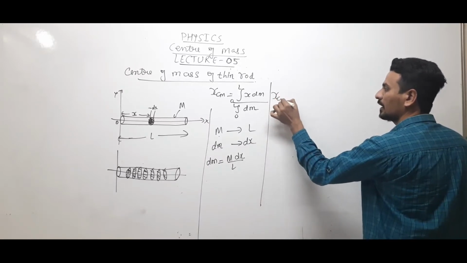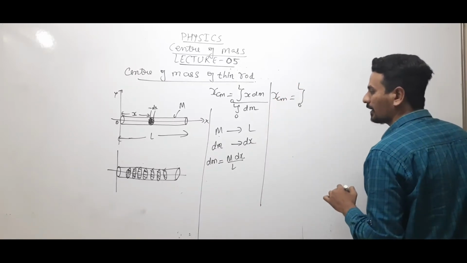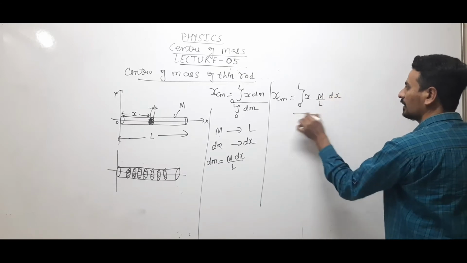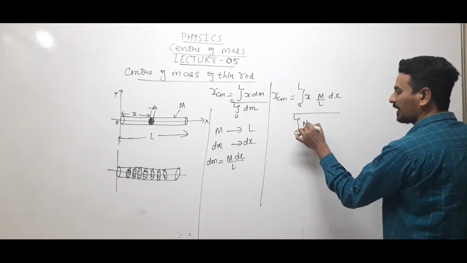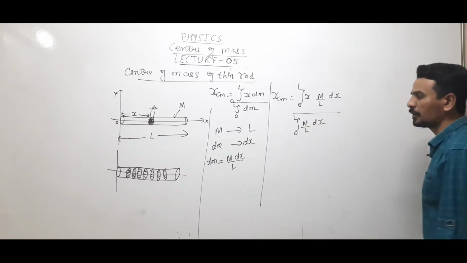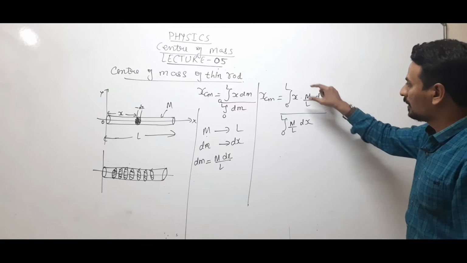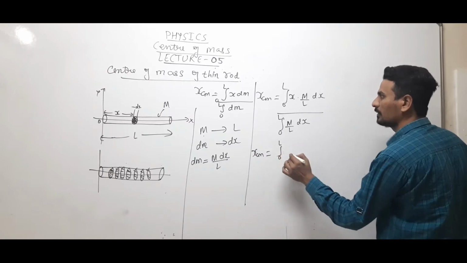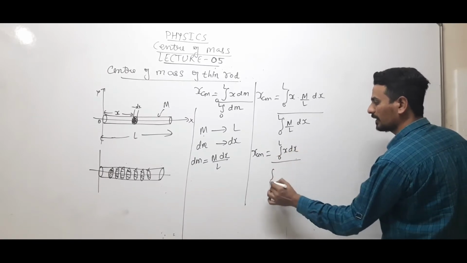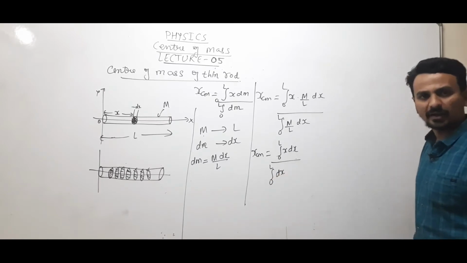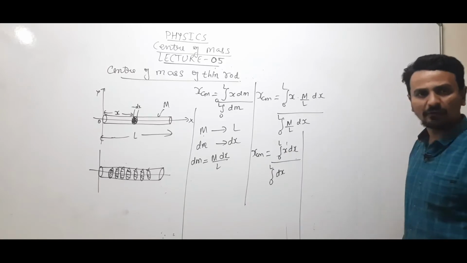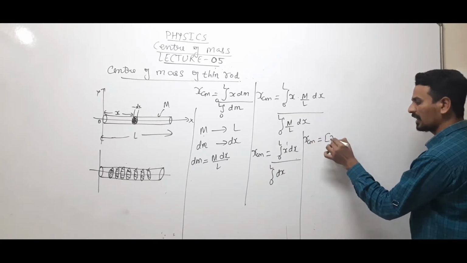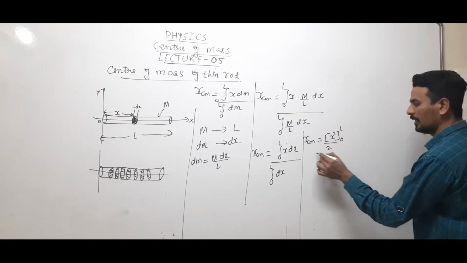So xcm is equal to integration 0 to L of x into dm. Instead of dm, we will write M by L into dx, upon integration 0 to L of M by L into dx. Now, of course, M by L is constant, total mass and total length, so it will be taken out and will get cancelled. Clear? So xcm will be integration 0 to L of x dx upon integration 0 to L of dx. Okay, now we know that the integration of x dx is x square by 2. So xcm will be x square by 2 from 0 to L, and what is this?